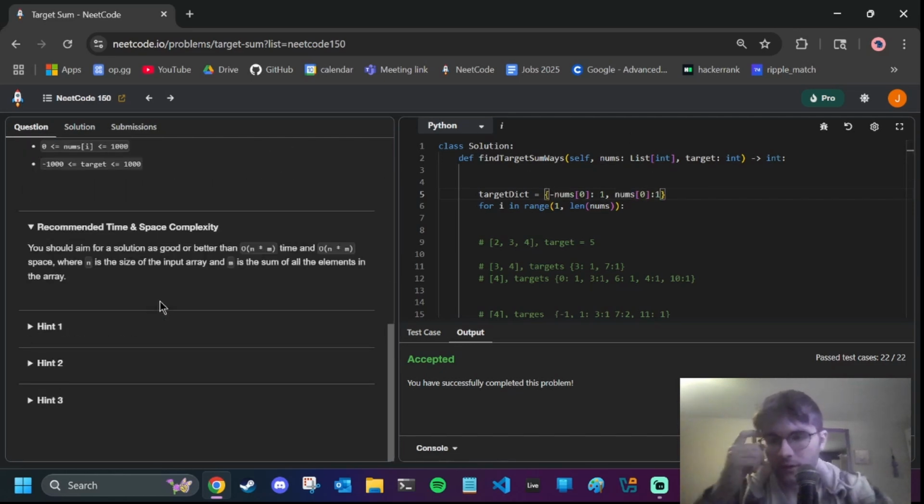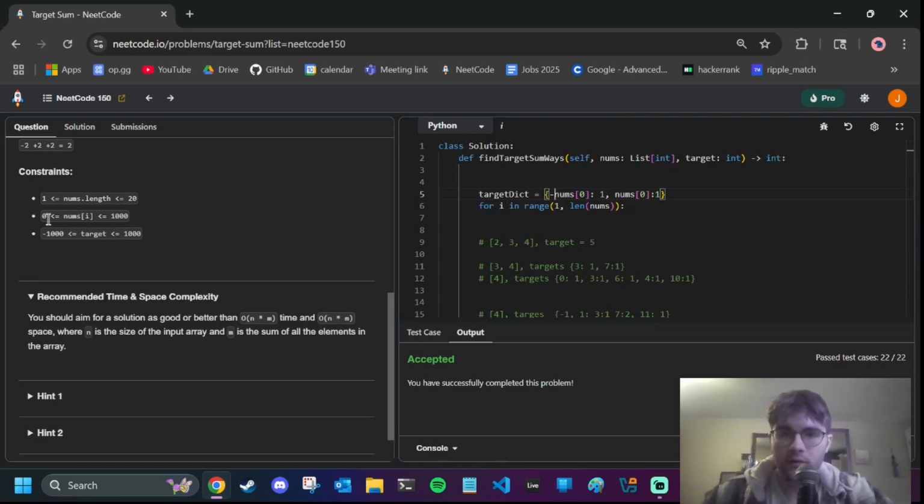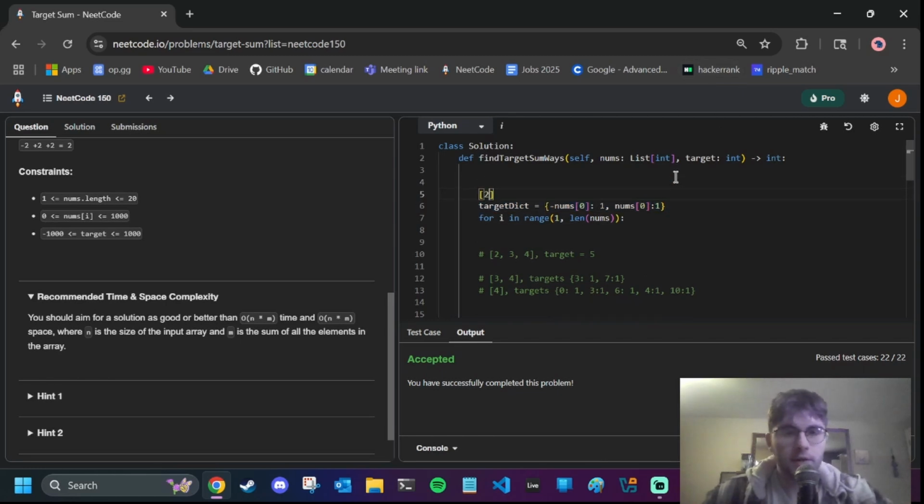Let me see the constraints. So we have to have at least one num. Okay, so that looks good. So before I continue, with the edge case, if I had just one number, let's say 5, then my target dictionary would be, well, I suppose it would be relative to the target. So it's not just 5 and negative 5. It would be target minus nums and target plus nums.